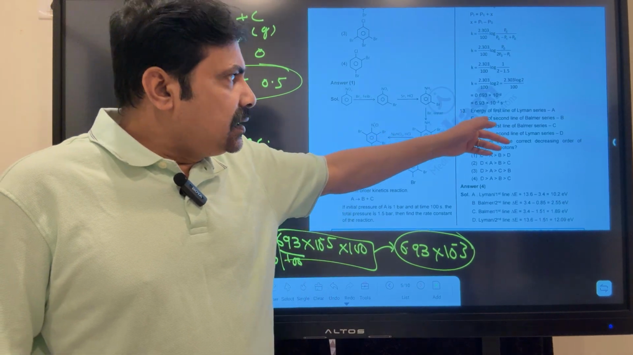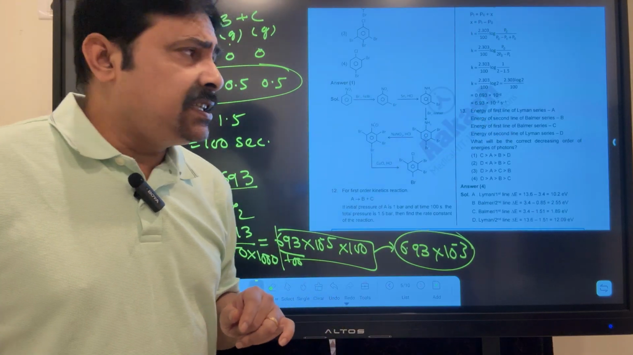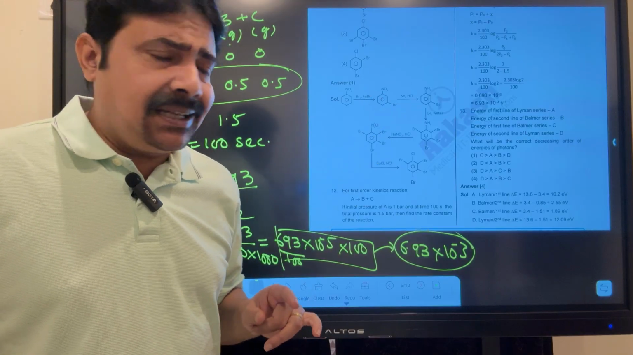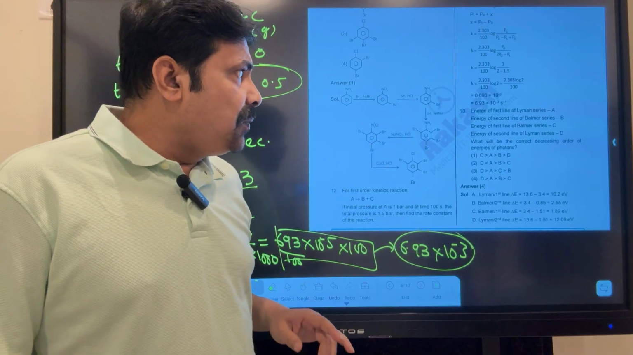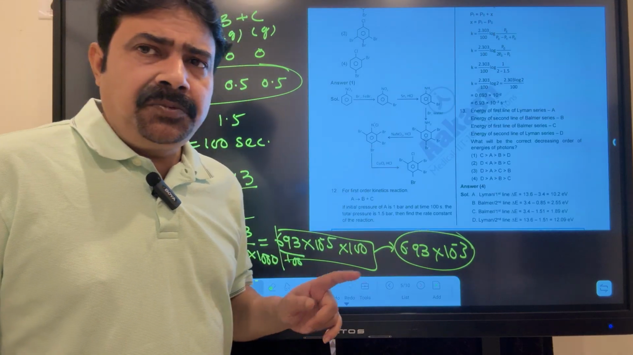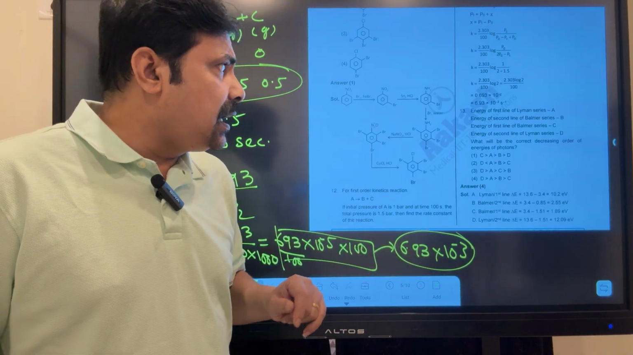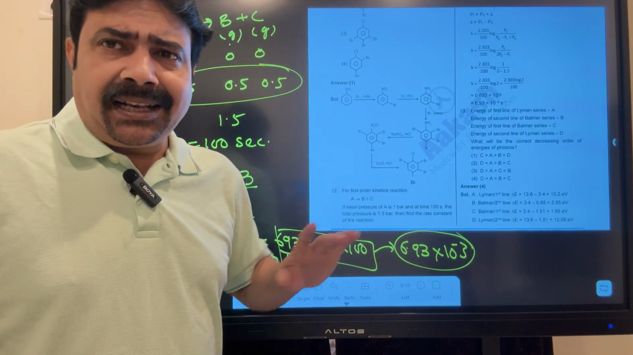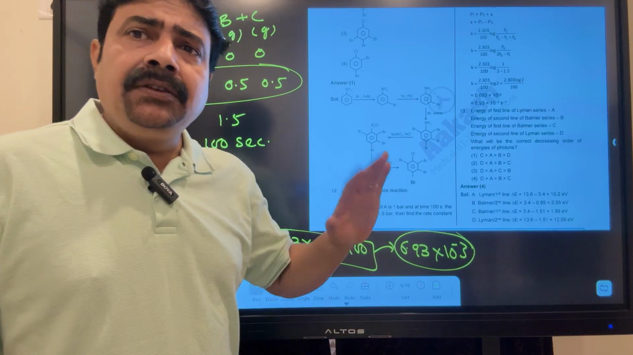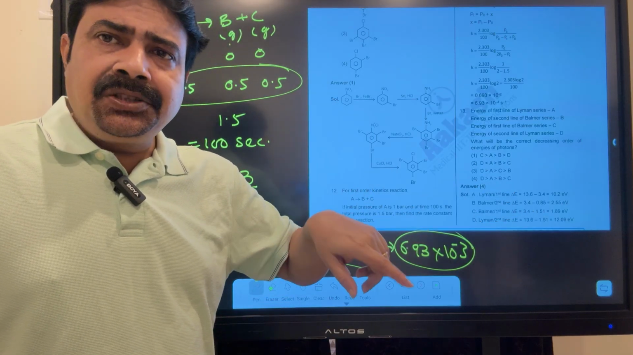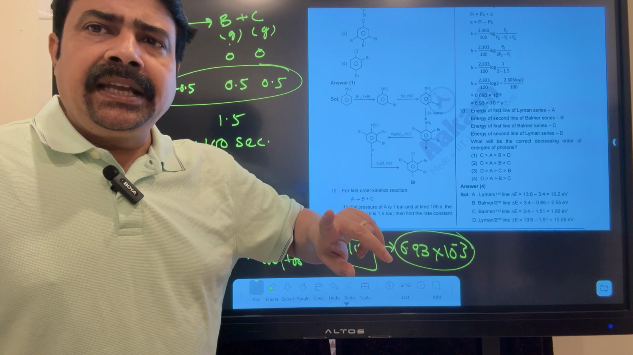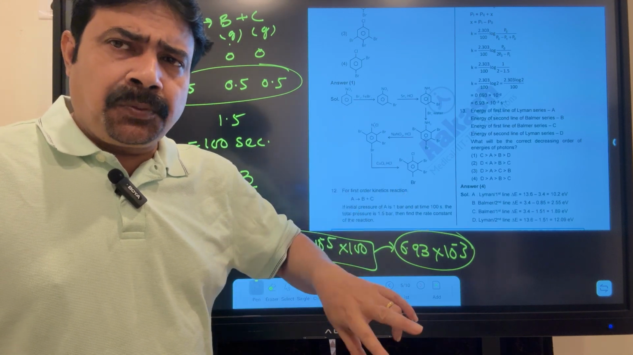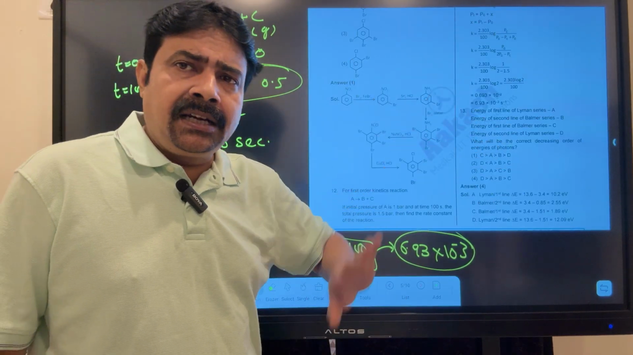In the same way, energy of the second line of the Balmer series. Second line of the Balmer series means 4 to 2 transition. There also I will get the lambda. Then the first line of the Balmer series means 3 to 2 transition. There also I will get the lambda. And energy of the second line of the Lyman series: second line means 3 to 1 transition. There also I will get the lambda. If lambda is higher, energy will be lower. Lambda and energy are inversely proportional. Energy is directly proportional to frequency, and lambda is inversely proportional to frequency. If lambda is more, energy will be less.